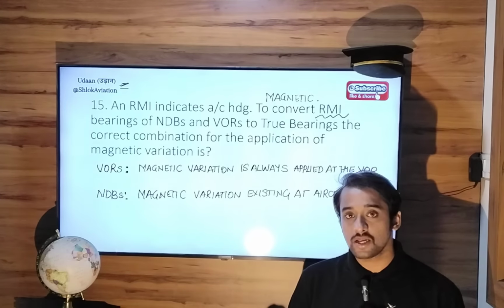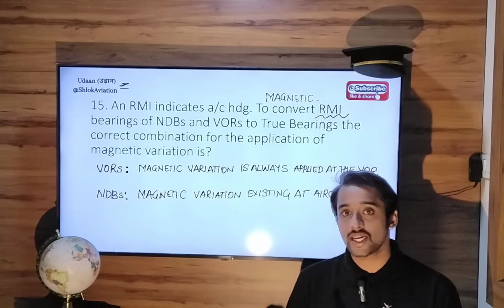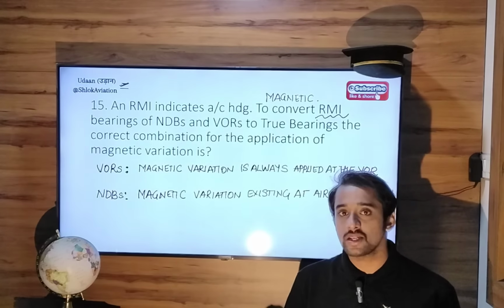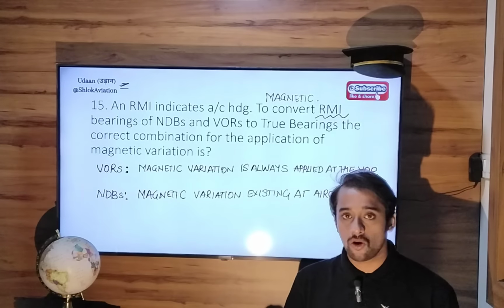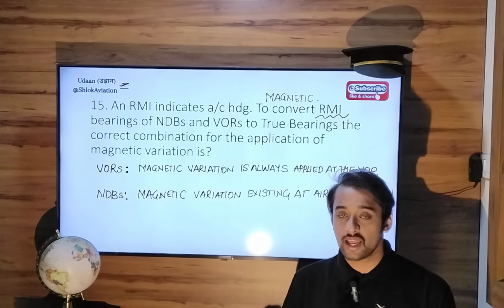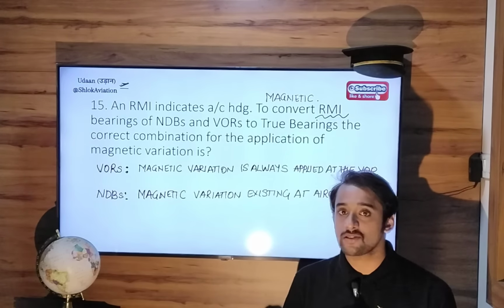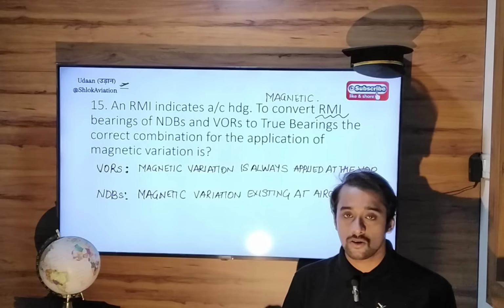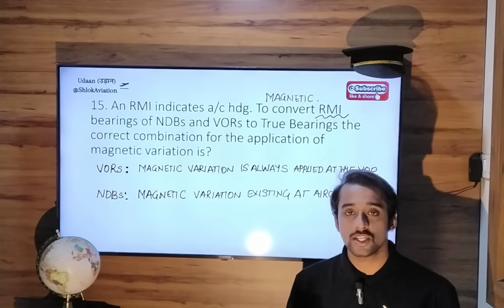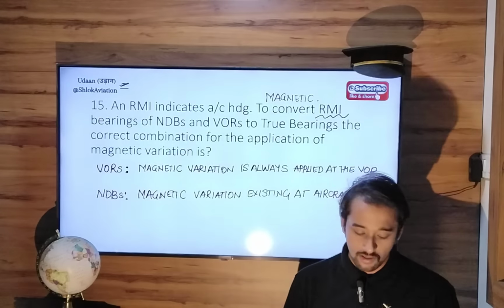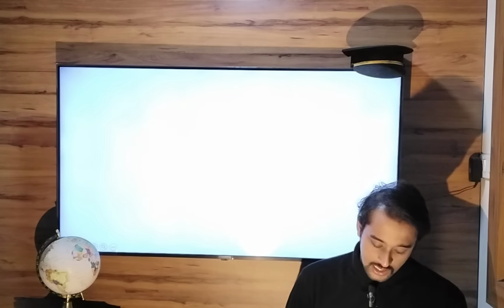For ADF NDB sums, apply variation existing at aircraft. So NDB is the ground equipment, but ADF is airborne equipment. So whatever variation at your aircraft, now aircraft is continuously flying, it's moving from one point to another point. So this variation will keep changing from place to place. So remember that.